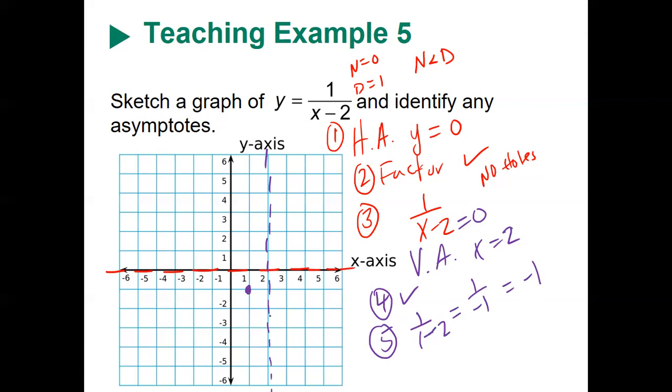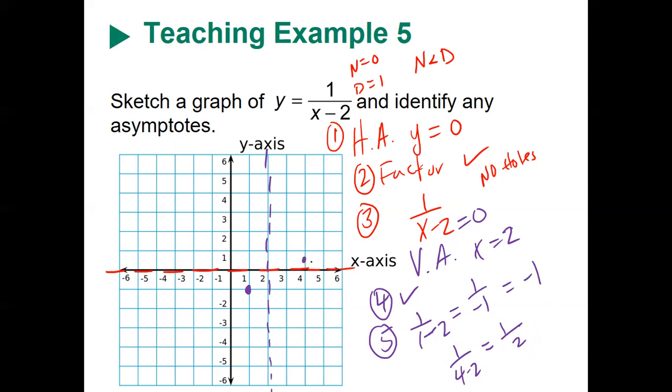Number 5 is choose a point to the left and to the right, plug them in and evaluate. So I chose 1. Now I'm going to go to the other side and choose a point. 3 or 4, what do we want to do? 4. So we plug in 4. 4 minus 2 is what, guys? Good job. So we're at 4.5. So I go to 4 and I go to 1/2.